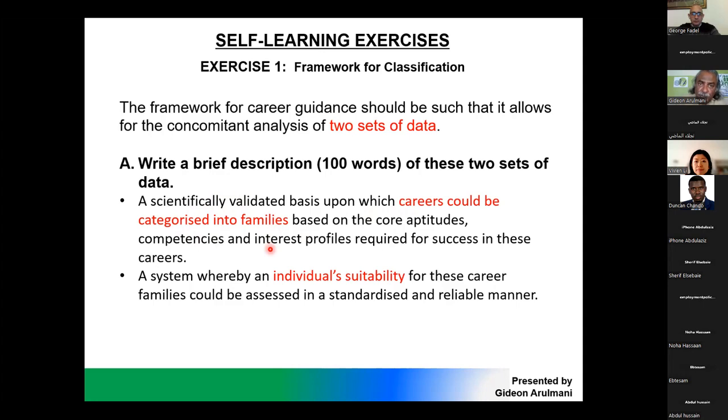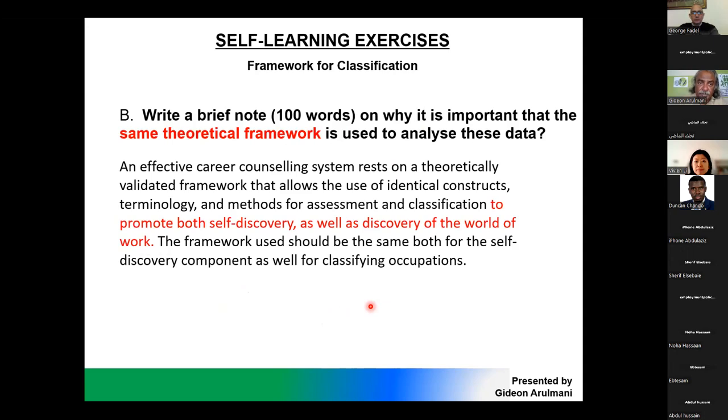Now, what should this framework address? It should address the core aptitudes, competencies and interest profiles required for success in these careers. So therefore, the system should be such that an individual's suitability for these career families could be assessed and standardized in a reliable manner. Those are the points that ideally should be in your answer. The next question was, write a brief note on why we should have this theoretical framework.